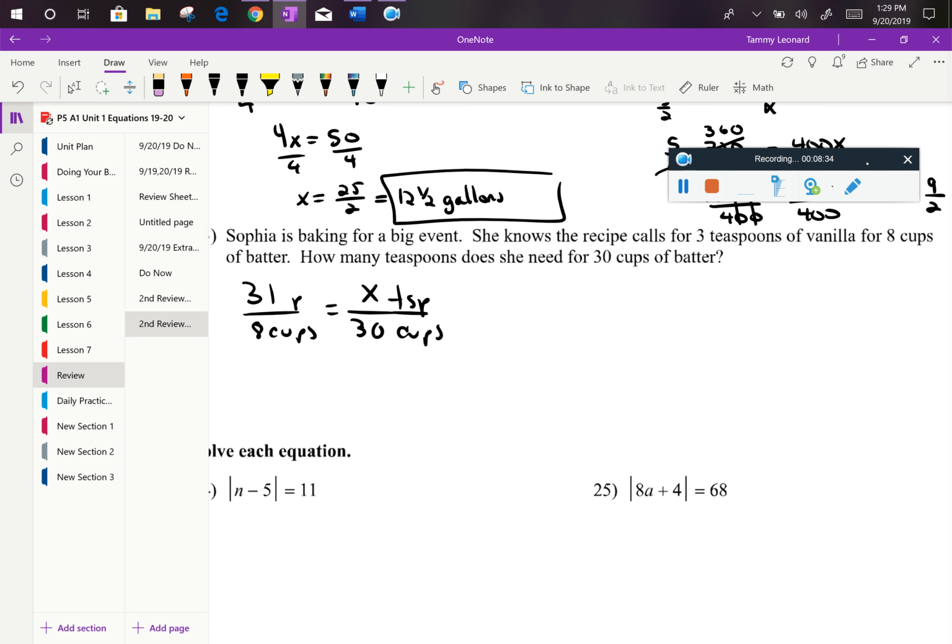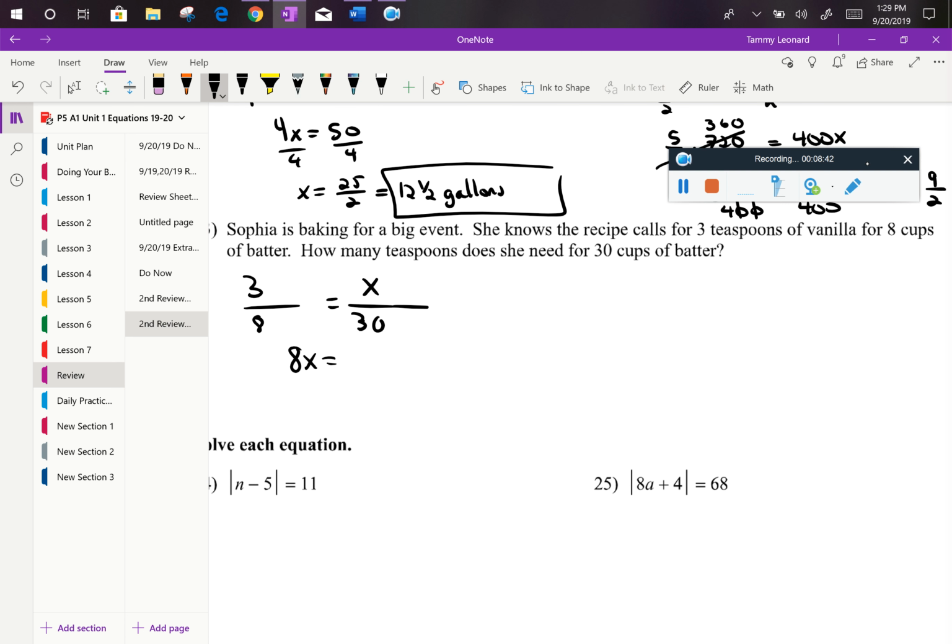I used the units to figure out how to set up my proportion. Now I can remove them and just focus on the numbers for doing the math. 8 times x equals 90, dividing both sides by 8. I can see that those are both even numbers, so 45 over 4. Now, that's a pretty awkward way to describe how many teaspoons we need. If we look at that, we can see that as a mixed number, that's 11 1/4. So we would probably say that there are 11 1/4 teaspoons, since quarter teaspoons are a type of measuring tool that we could actually use.